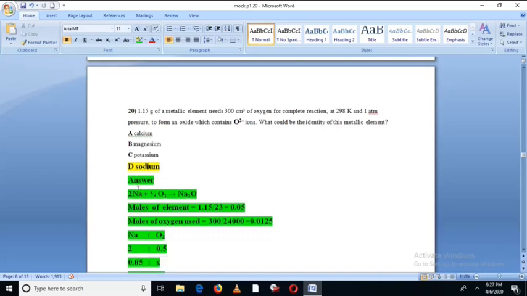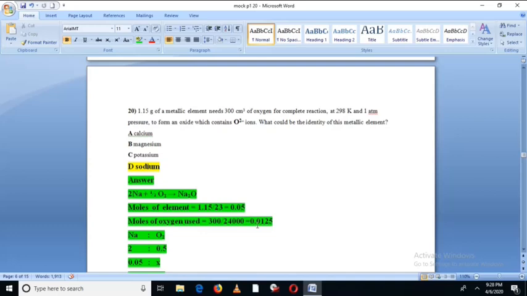How to calculate this, or how to identify which element is reacting? I have done the answer part or the solution part here. Here, the sodium would react with oxygen to form sodium oxide. This is the reaction of sodium with oxygen. So, if 1.15 gram of sodium is taken, the number of moles comes out to be 0.05, while 300 centimeter cube of oxygen is equivalent to 0.0125 moles, as 300 centimeter cube divided by 24,000 centimeter cube for the molar gas volume gives the number of moles of oxygen, 0.0125. So basically, 0.05 moles of the element are reacting with 0.0125 moles of oxygen.